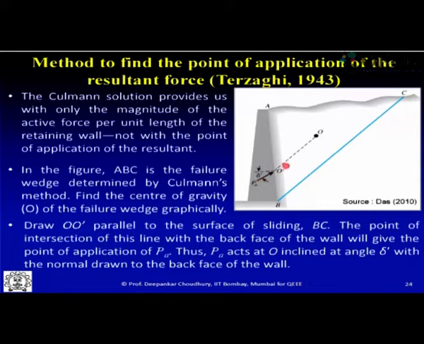So earlier we knew the direction of PA. Through Culmann's graphical construction, we obtain the value of PA, and through this method of Terzaghi, we can find out the point of application, that is, at what height this acts. It need not always be h by 3, as assumed or obtained in Rankine theory. It may vary by considering Terzaghi's proposal for the Culmann's graphical construction in this manner.